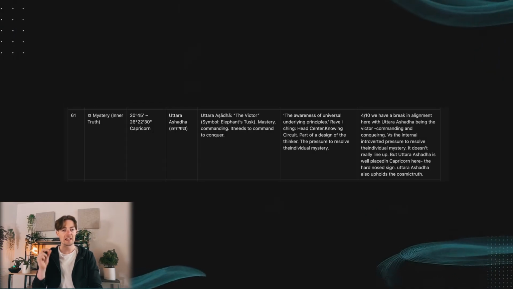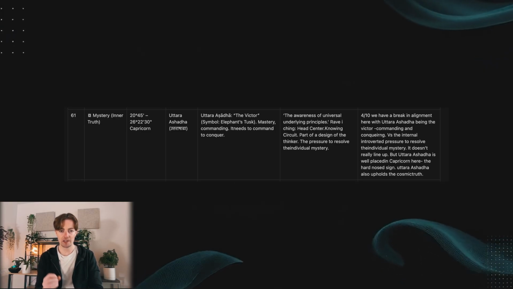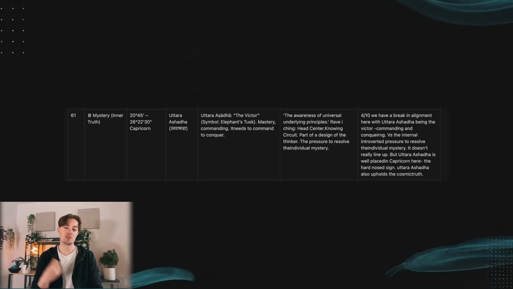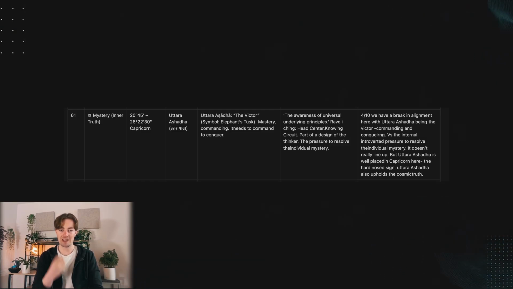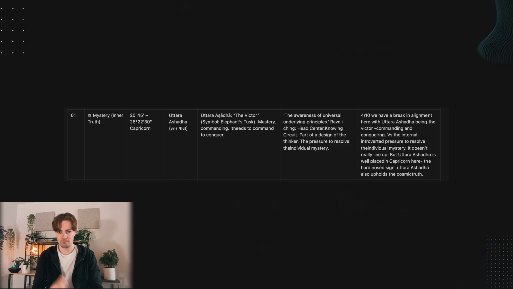Gate 61, the gate of mystery, or the gate of inner truth, running from 20 to 26 degrees Capricorn. We are in Uttara Ashada Nakshatra. To introduce Uttara Ashada Nakshatra, translation is the victor. The symbol is the elephant's tusk. Again, it's about mastery, commanding, and it needs to command, to conquer. This sense of being the warrior riding the elephant.